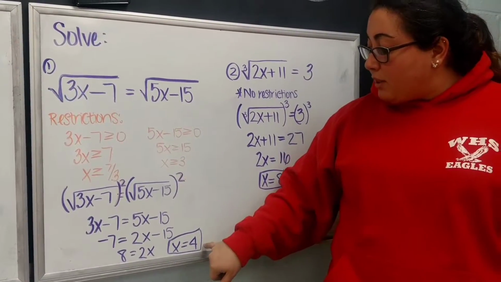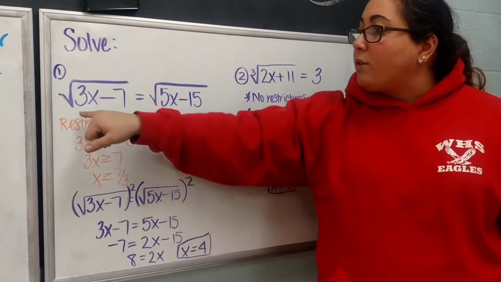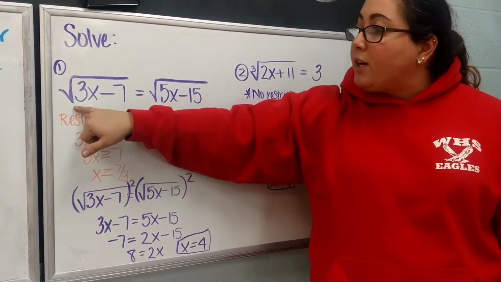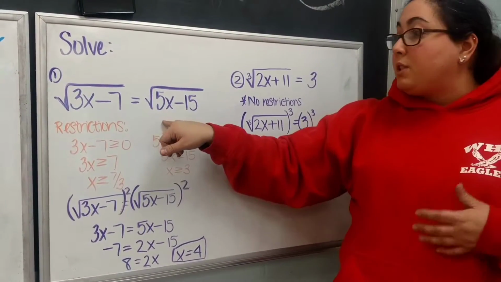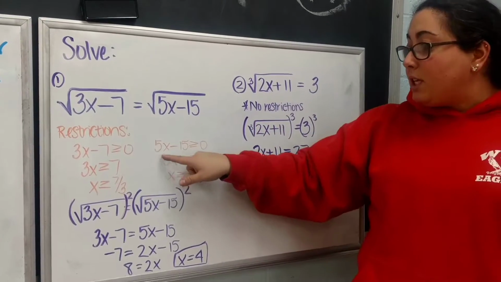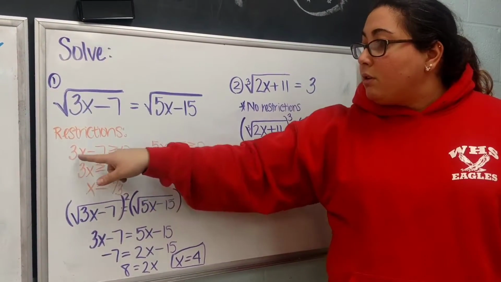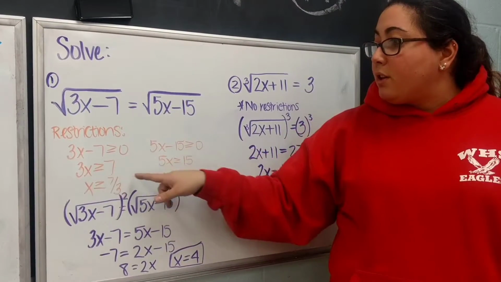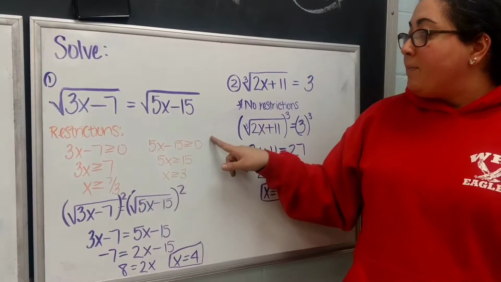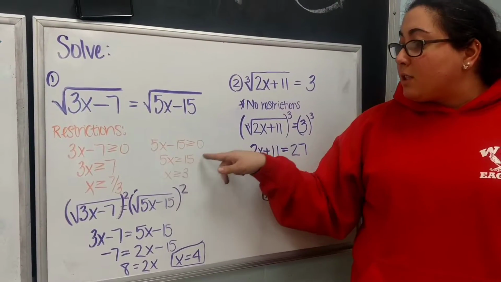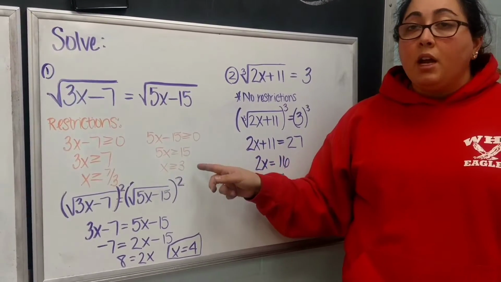Again, you need to make sure that this is working within your individual radicals and part of your restrictions. So our restriction is that this has to be greater than or equal to 0. But because we have another radical over here, we have to do the same. So 5x minus 15 has to be greater than or equal to 0. Solving each one out, I add 7. So 3x is greater than or equal to 7. Divide by 3, so x is greater than or equal to 7/3. Here we would add 15. So 5x is greater than or equal to 15. Divide by 5, x is greater than or equal to 3.